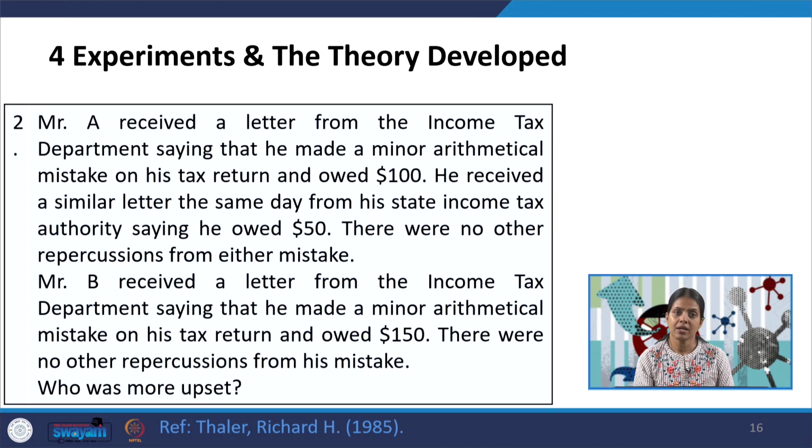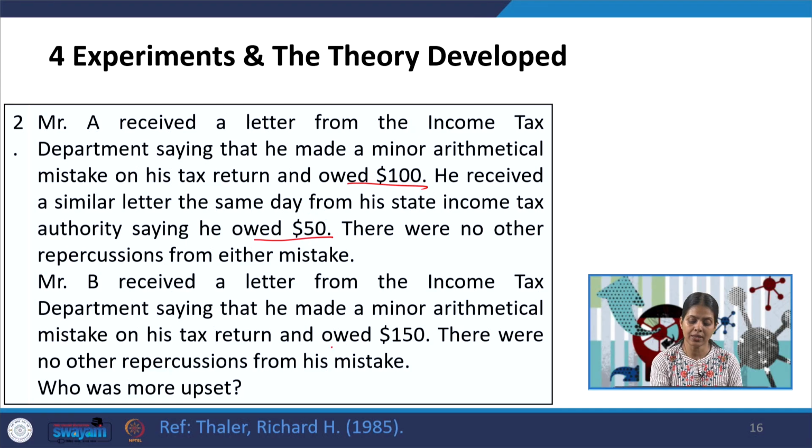The second experiment: Mr. A received a letter from the income tax department saying that he made a minor arithmetical mistake on his tax return and owed $100. He received a similar letter the same day from his state income tax authorities saying he owed $50. There were no other repercussions from either mistake. Mr. B received a letter from the income tax department saying that he made a minor arithmetical mistake on his tax return and owed $150. There were no other repercussions from his mistake. Who was more upset? So, since both situations are of losses, again two things are happening to Mr.